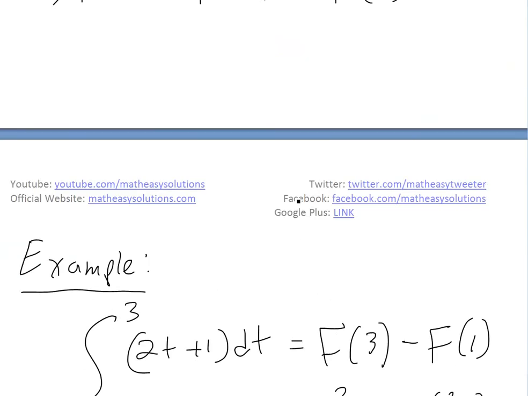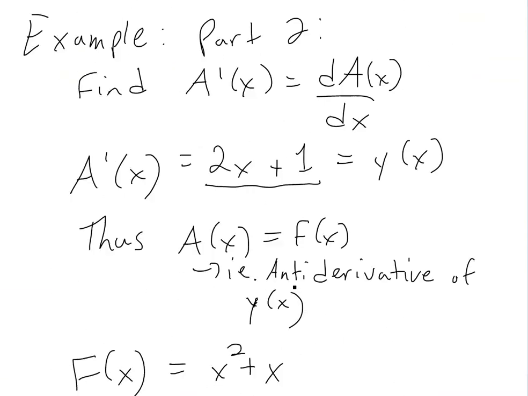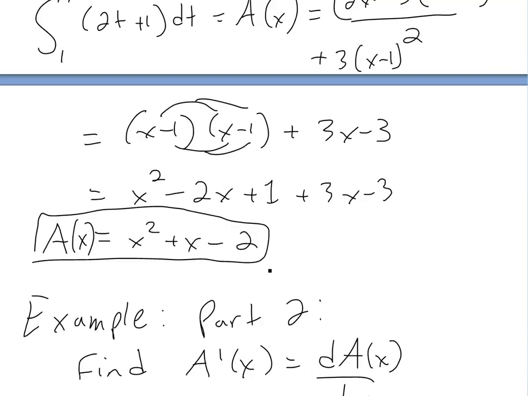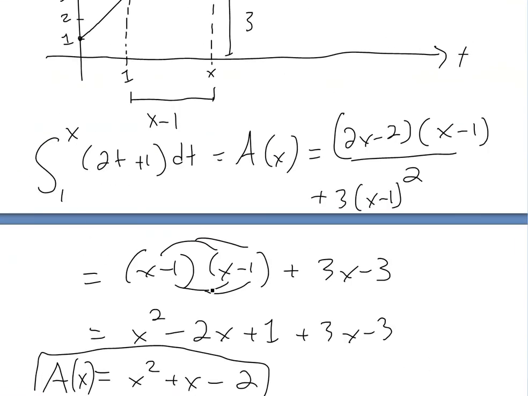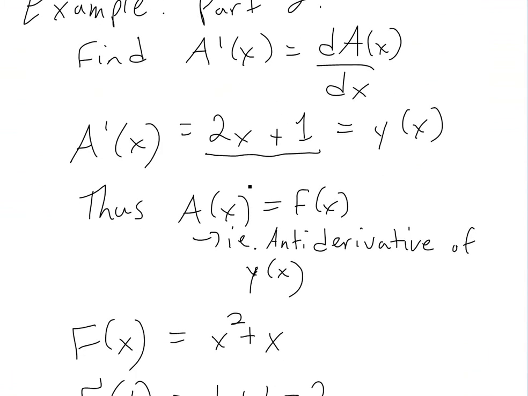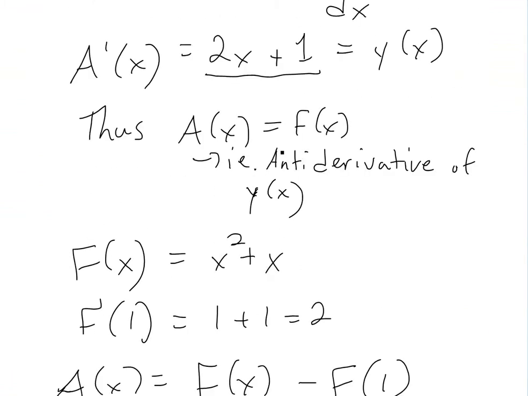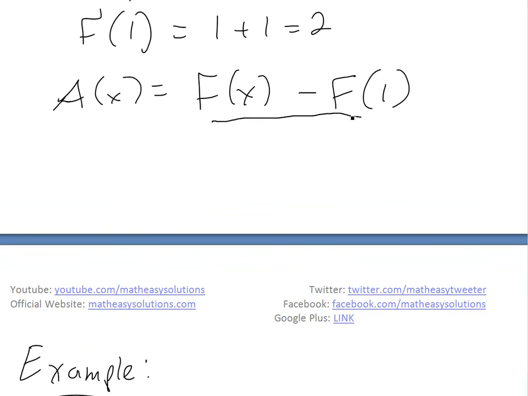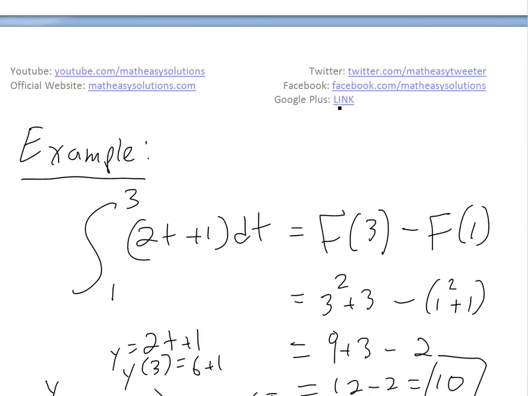Well, that's all for today. Hopefully you learned that the area under the curve is the difference in antiderivatives, because it depends on your points. So you have the antiderivative of the top point minus the initial one. In this case, we're going to have f of 3 minus f of 1.